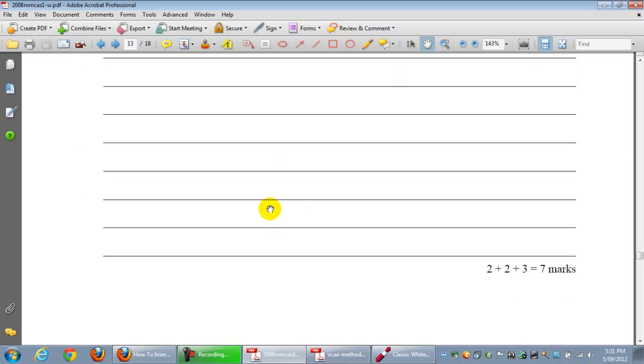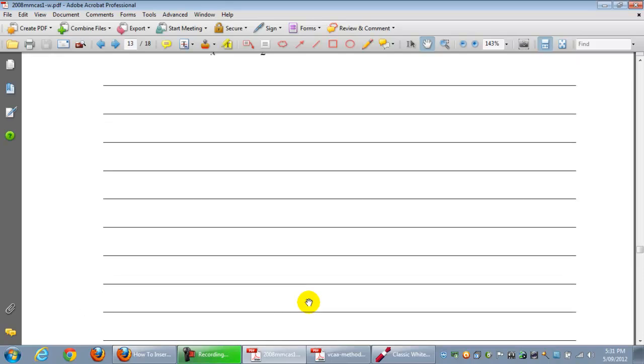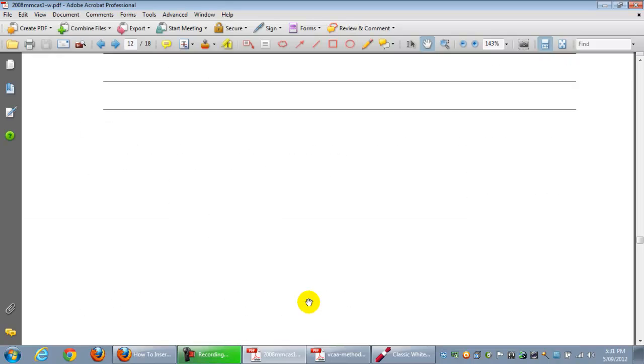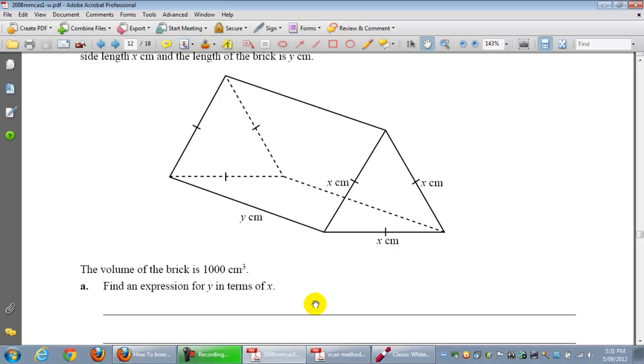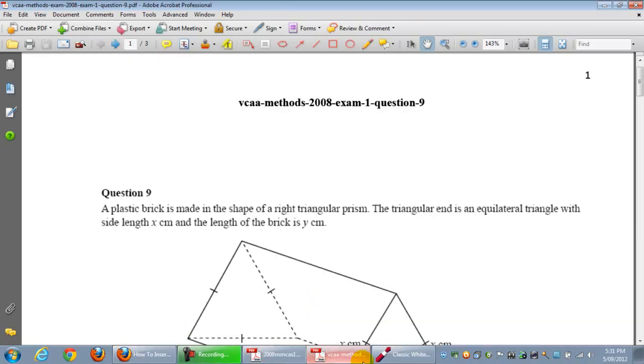So you have a look at it: 2, 2, 3, 7 marks, 7 minutes. And as I've mentioned previously, there are always some easy marks to be had in these types of questions if you keep your cool. So let's have a look at how we could have done it, and let's have a look at the solution.